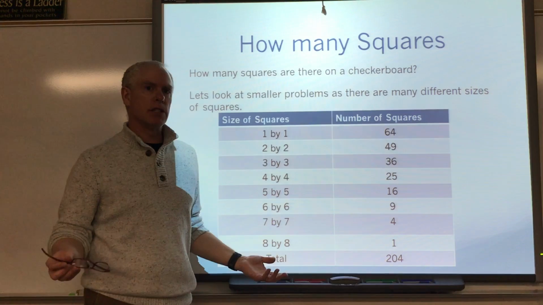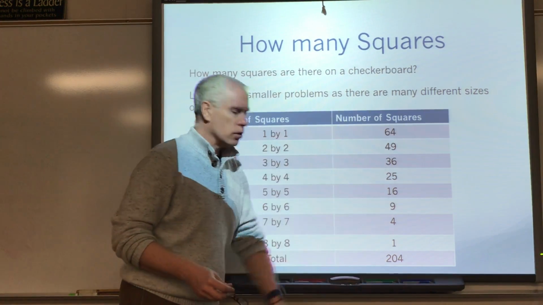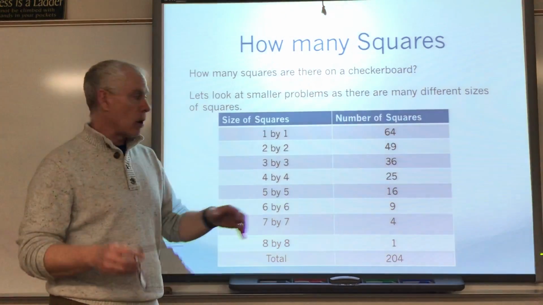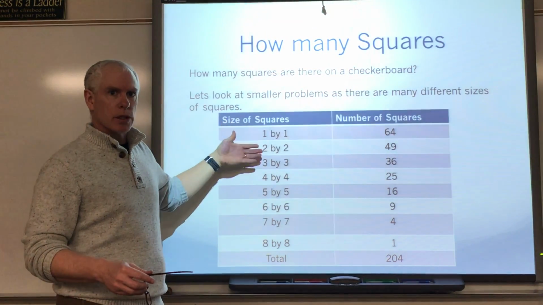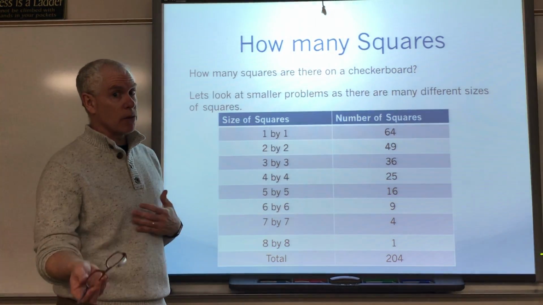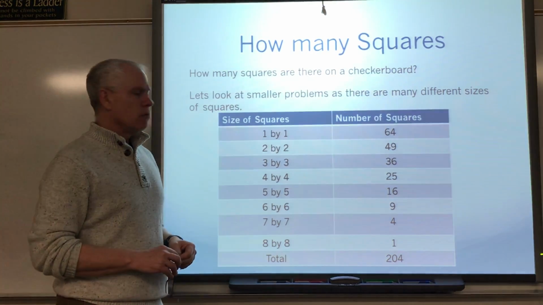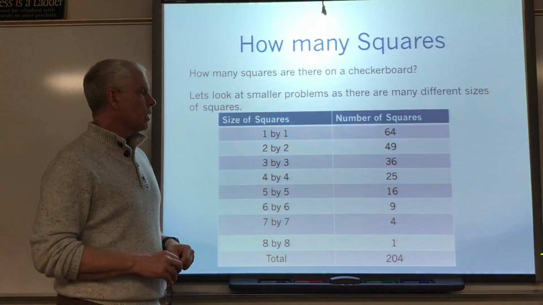Well, in the end, then, I just need to add these together. There's 204 squares on a checkerboard. But we broke it down into smaller problems. Let's look at the 1 by 1s, the 2 by 2s, the 3 by 3s. We eventually found a pattern with that so that we didn't have to count all of them. And then we could add them up.